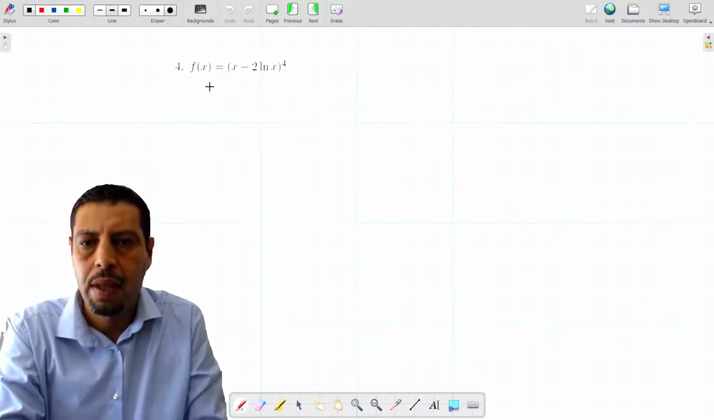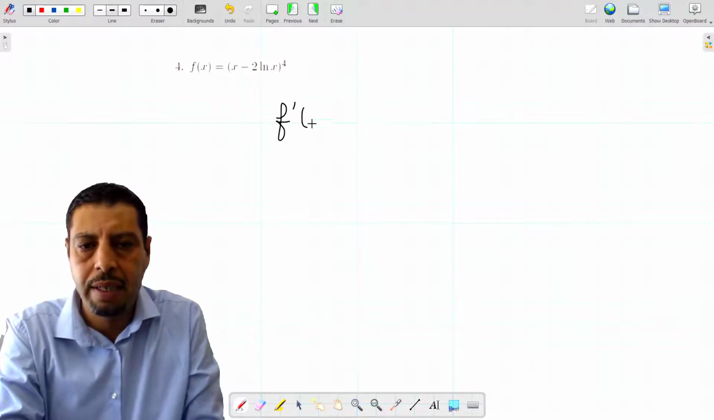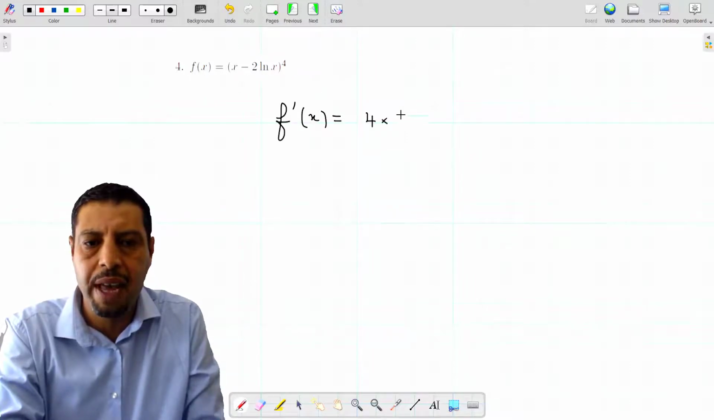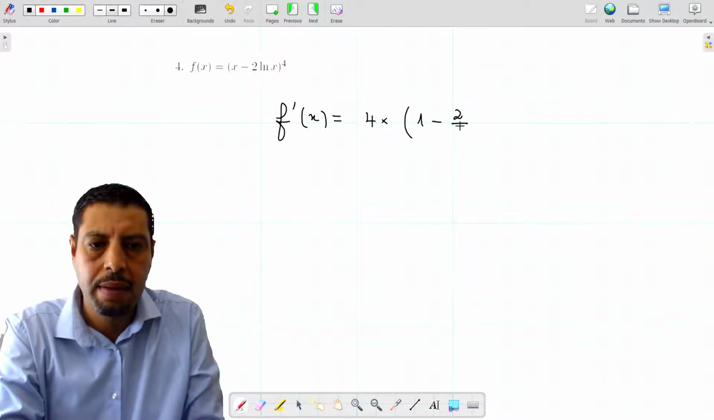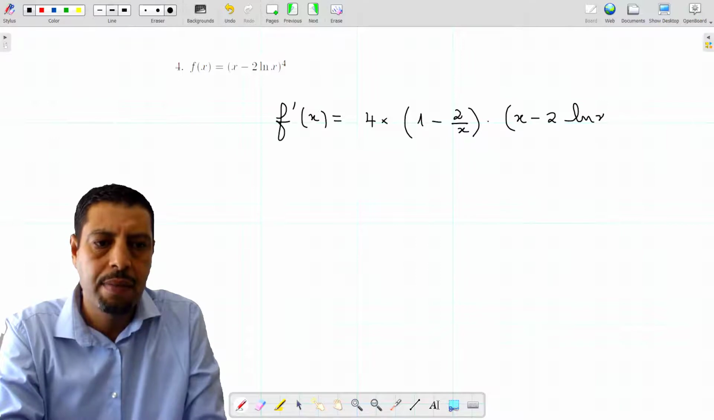Next one, f of x equals (x minus 2 ln of x) to the power of 4. Here we're going to apply the power rule. So f prime of x is 4 times the derivative of x minus 2 ln of x, which is 1 minus 2 over x. So this is u prime, okay? Times u to the power of n minus 1. It means times (x minus 2 ln of x) to the power of 3.